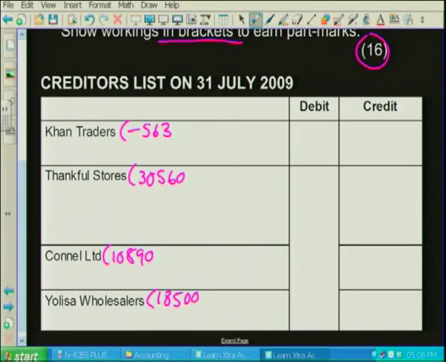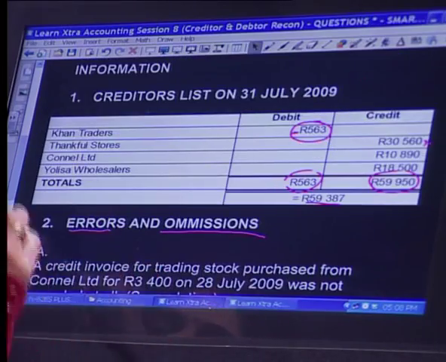Right, we're ready now to start with our errors. And guys, you're going to notice that as I'm doing this question, I'm going to be looking at 3.2.1, in other words, the creditors control account, as well as 3.2.2, your creditors list. So I'm working with both questions as I'm reading through the errors. Right, let's now go for it. Let's look at those errors.